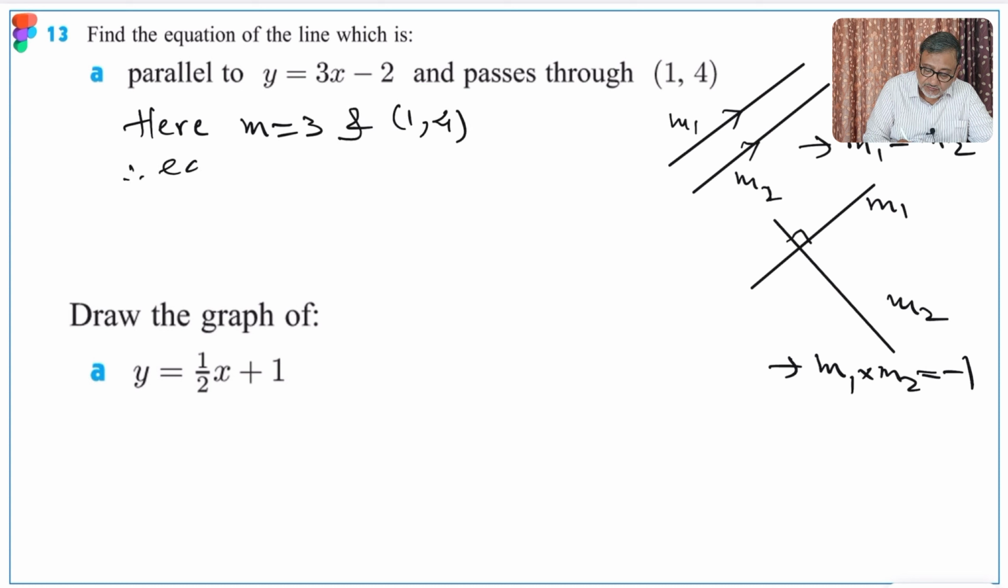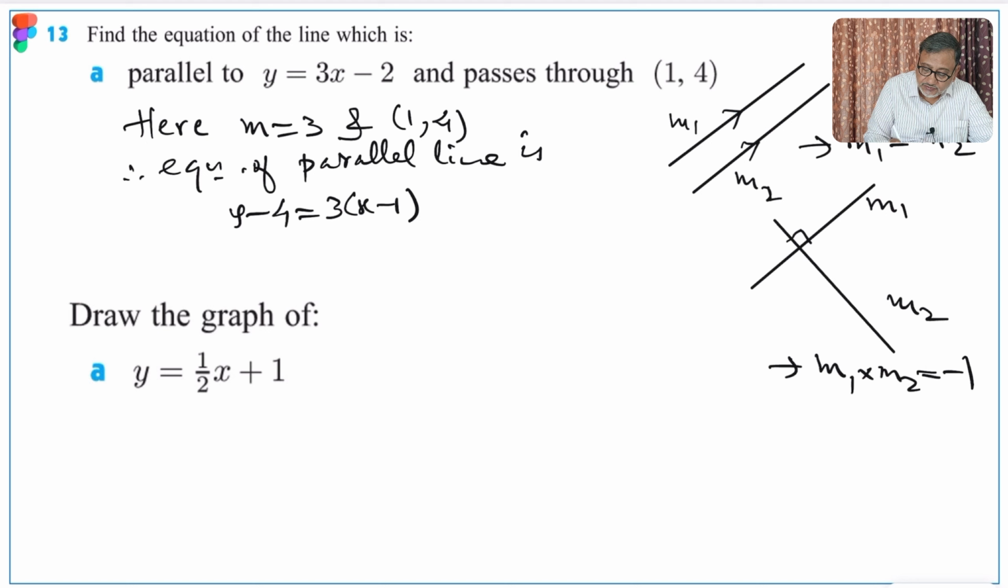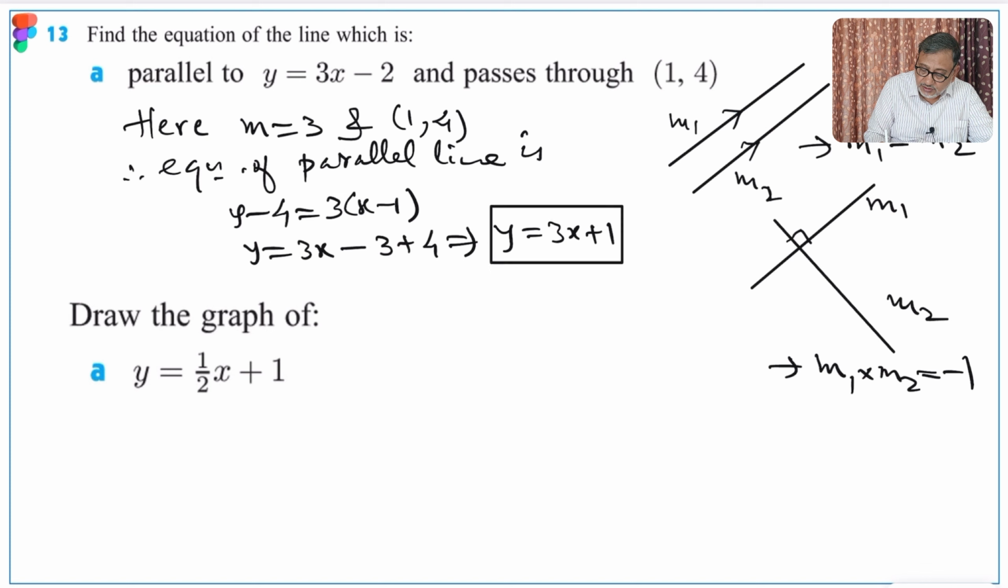Therefore equation of parallel line: y minus 4 is equal to 3 into x minus 1. So y is equal to 3x minus 3 plus 4. So this will give you y is equal to 3x plus 1. Okay, this is the equation of the required line, right? Then draw the graph of this equation. We have to draw the graph of this.